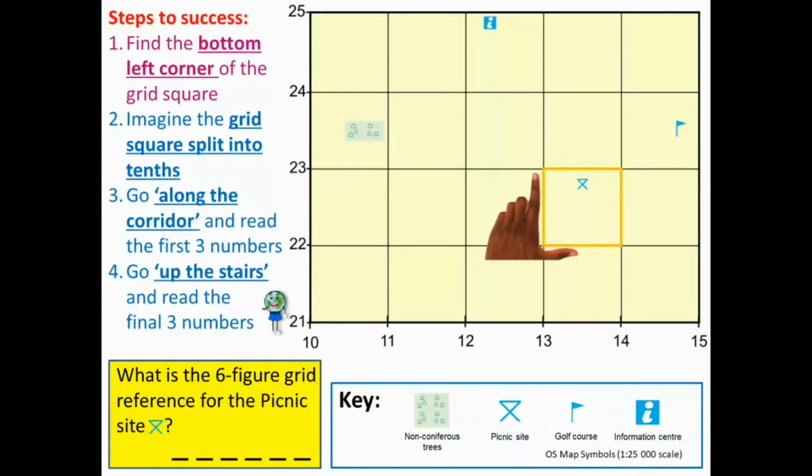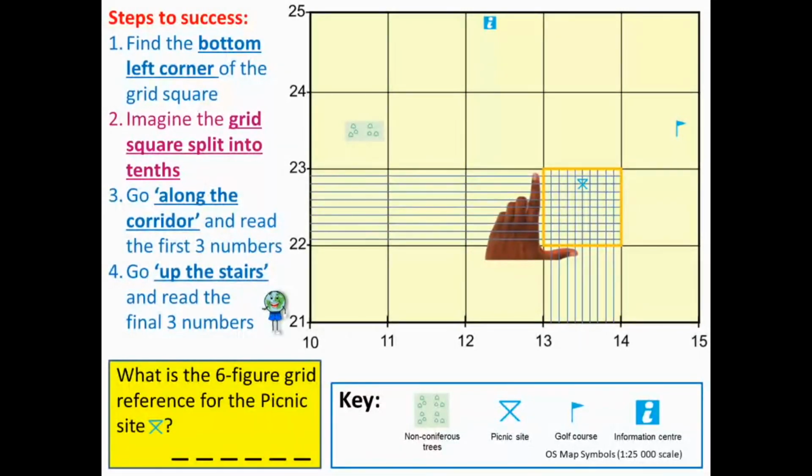So the next step, it says, is to imagine that the grid square is split into tenths. And this is very important for working out the third and the sixth number of our six-figure grid reference. So I've put those lines on there to make it a little bit easier for you to imagine what tenths looks like. And you can see there actually that two lines go straight through the centre of the picnic site symbol.